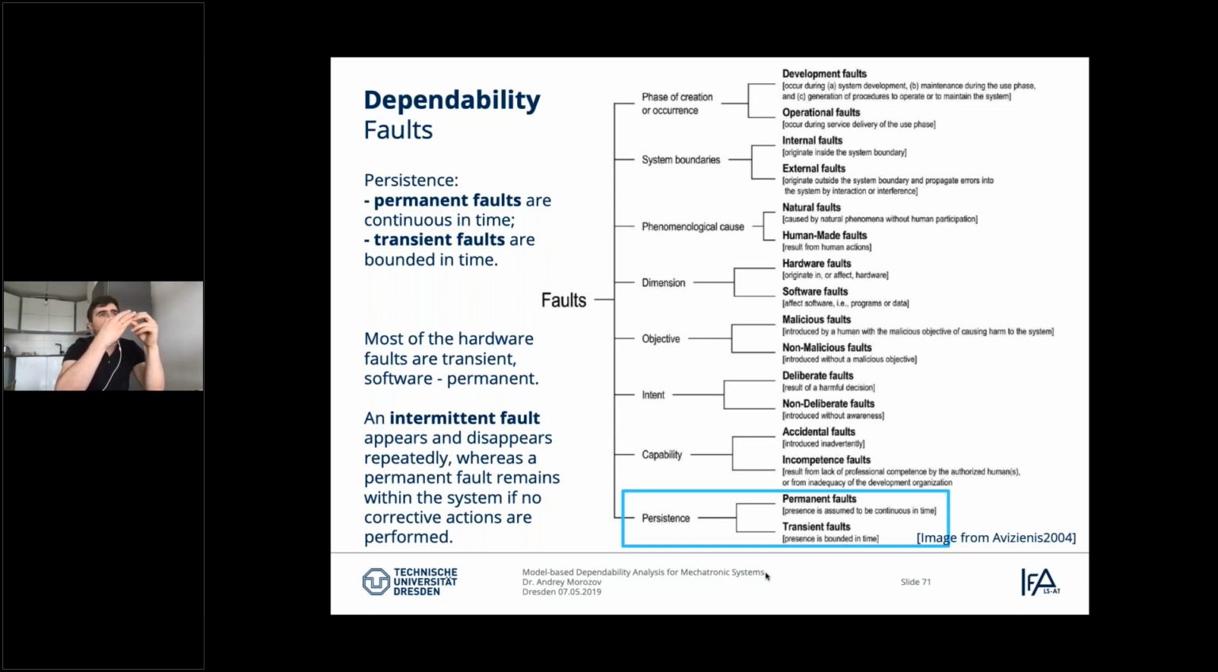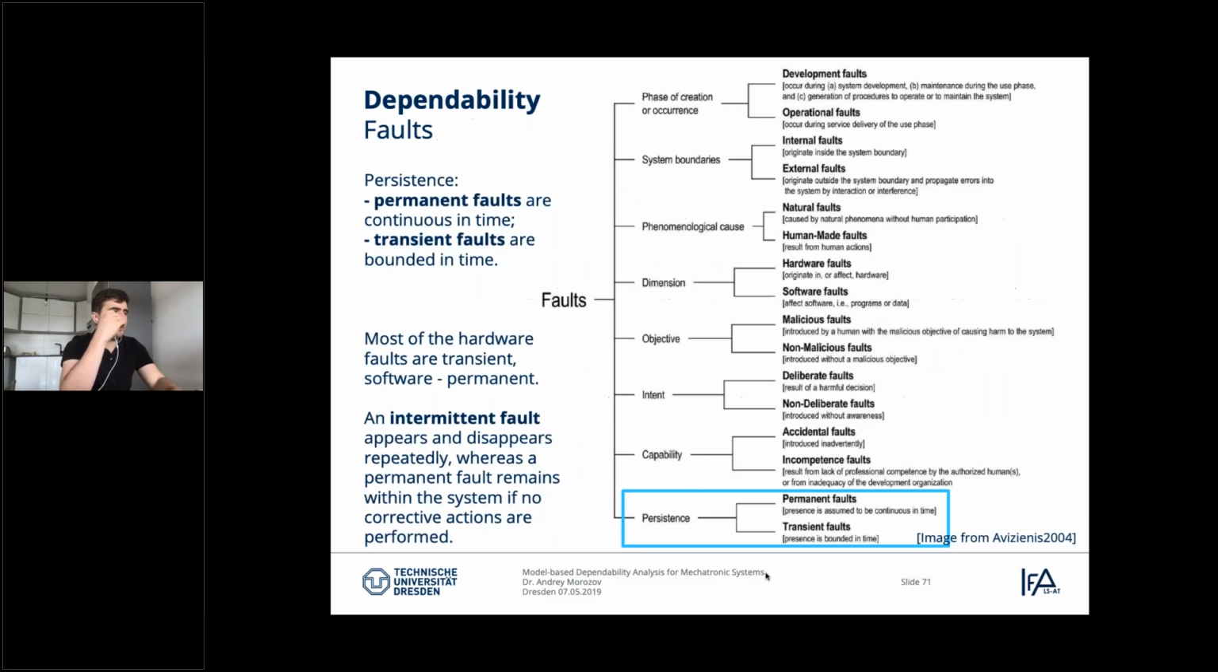But for the hardware, because of the environmental effects, the fault can appear and disappear. And also there is the so-called intermittent fault that appears and disappears rapidly, whereas permanent faults remain within the system if no corrective actions are performed. So an intermittent fault is a transient fault that appears in a sequence. A plain transient fault can appear and disappear and everything is fine. But intermittent means that it appears, disappears, appears, disappears.